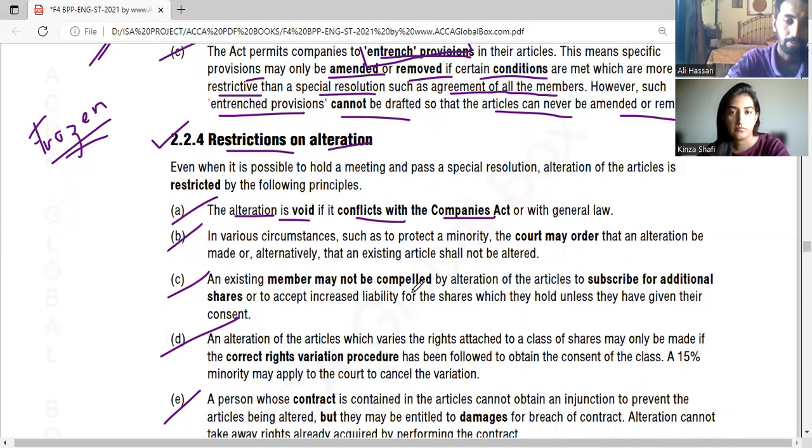क्या समझ रहे हैं? Like restriction number 1 मतलब कि कंपनी के लॉ के खिलाफ अगर कोई बात हो तो वो ऑटोमेटिकली रिस्ट्रिक्शन आ जाती है और कोई अल्टरनेशन नहीं हो सकती. Exactly. If it is conflicting with the Companies Act, and the Companies Act has been made by whom? The Companies Act is made by the government, by the general law. Okay. So if any alteration conflicts with it, violates it, it is void.